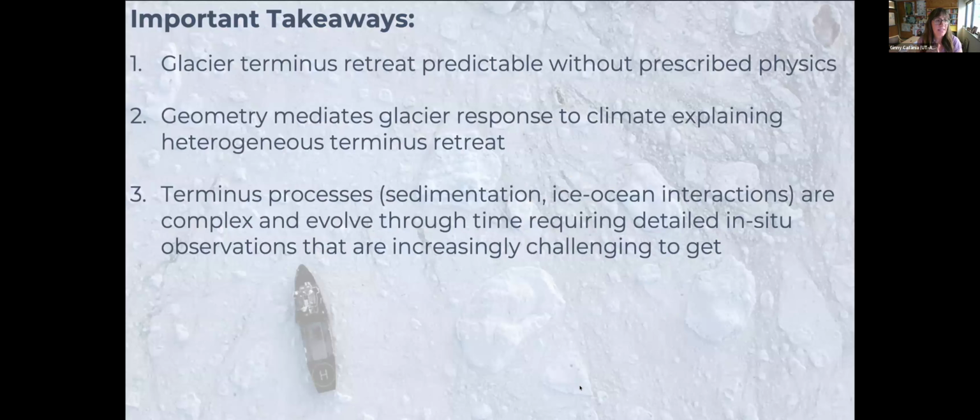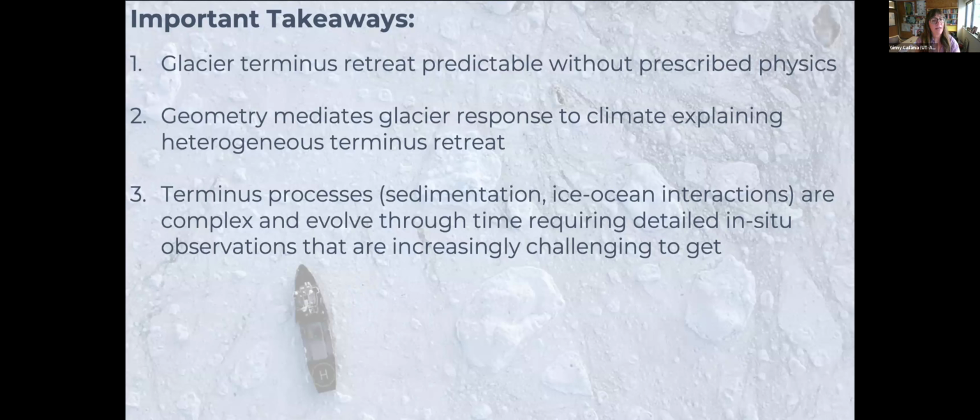And so the important takeaways from this work are that we think glacier terminus retreat is predictable without any prescribed physics, that the actual observations that go into our model encode the retreat themselves, so they can be used directly for predicting retreat. We also see lots of evidence that climate is causing the initial perturbation for glacier retreat, but geometry really mediates that response, and that helps to explain the heterogeneous terminus retreat that we see around Greenland. And then we also have these great in situ, highly detailed observations that show us lots of different terminus processes that are really complex and evolve through time.